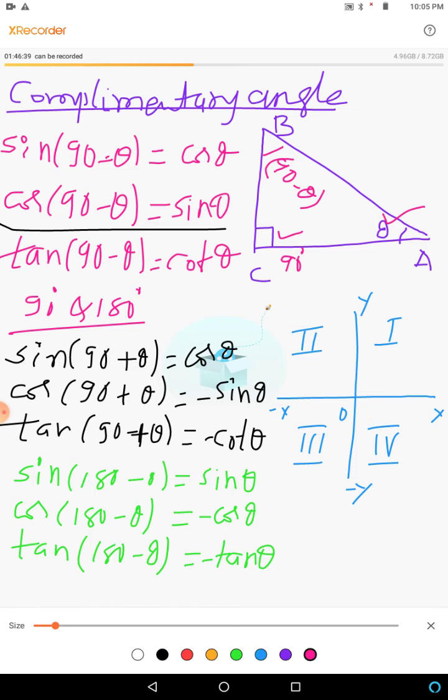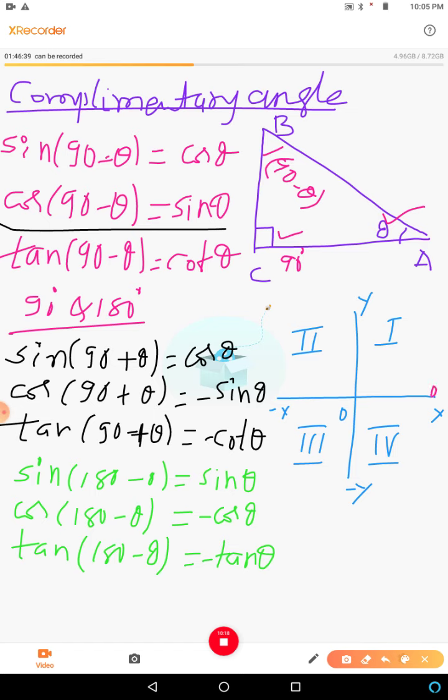At this point the angle is 0 degrees. At this point the angle is 90 degrees. At this point the angle is 180 degrees. At this point the angle is 360 degrees. What is the remaining one? It will be 90 plus 90 is 180, 180 plus 90 is 270 degrees. This is 270 degrees. So this will be A.